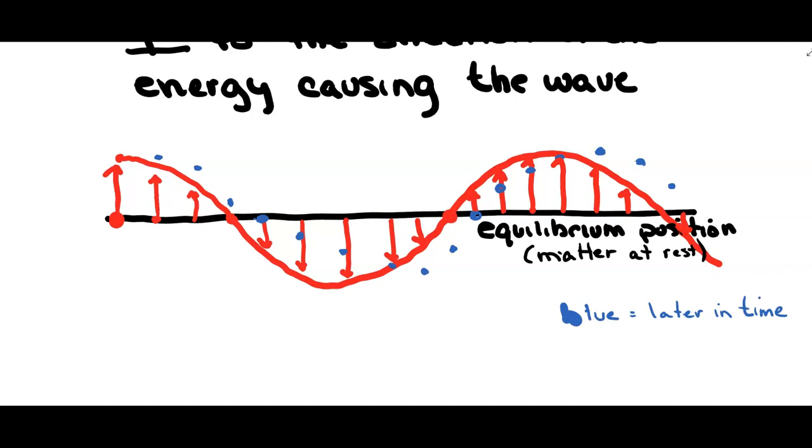Blue represents what the wave looks like a moment later in time. So the matter that only went this far now has gone this far from its rest position. And here, so from what was in rest position before, now has been shifted here. And this that was below the equilibrium position is now at the equilibrium position. So we have another transverse wave that looks something like this.